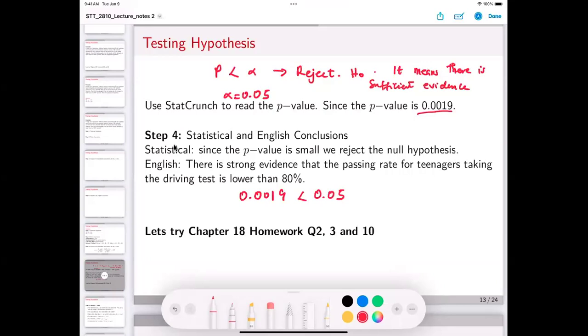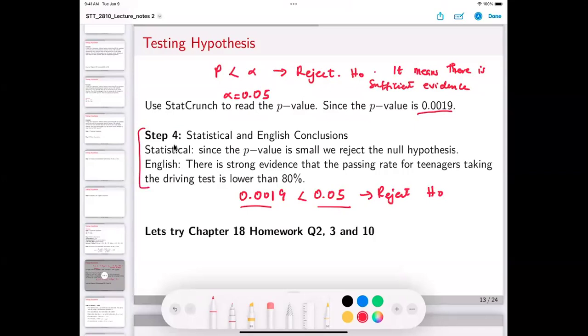Then you ask yourself, is this less than this? Yes or no? If yes, what do we do? We reject the null hypothesis. Is that okay? So we reject H naught. If it's greater than that, we fail to reject. And anytime we reject, it means there is what? Sufficient evidence.